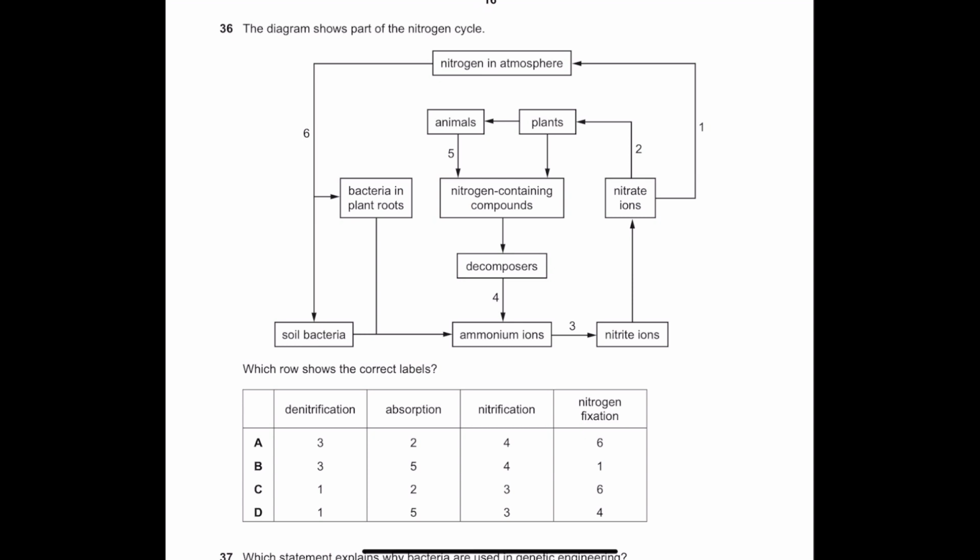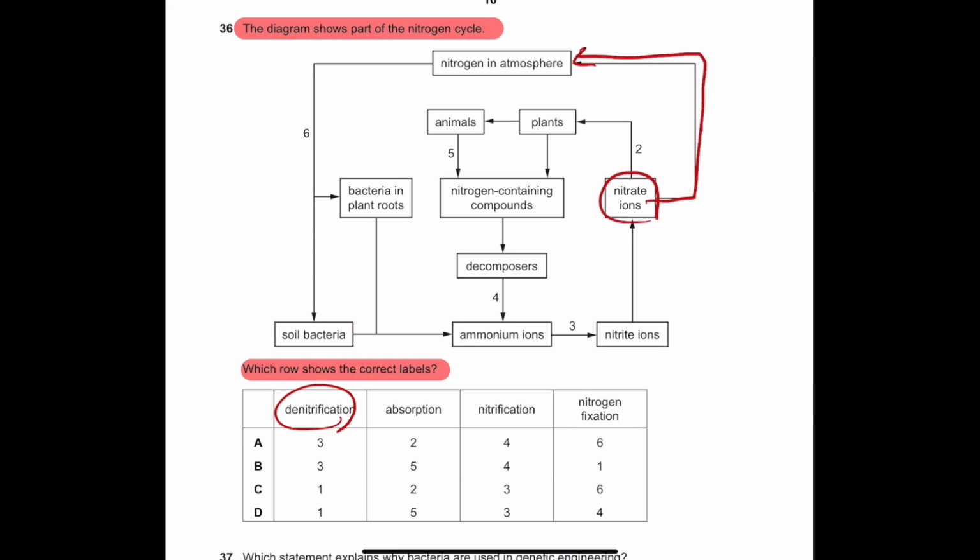Number 36. The diagram shows part of the nitrogen cycle. Which row shows the correct labels? So let's start with these words. Denitrification means it's the conversion of nitrate ions to nitrogen in the atmosphere. So number 1 is the correct one. So the answer will be either C or D.